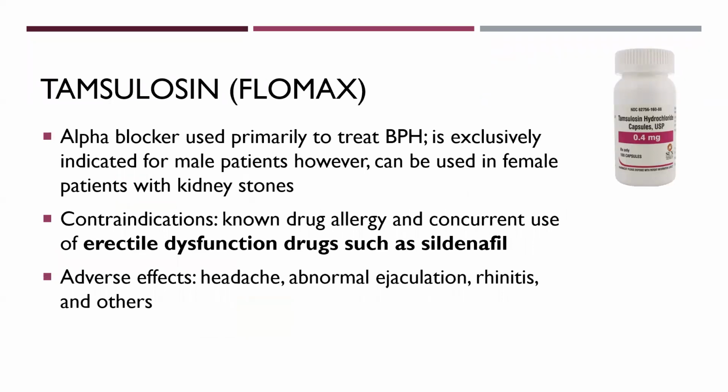So tamsulosin is an alpha blocker used primarily to treat benign prostatic hyperplasia. So that would be an enlarged prostate, because whenever you see hyperplasia, what that basically means is increased tissue growth. It's exclusively indicated for male patients. However, it can be used in females with kidney stones. The reason it's mostly used in males is because it has to do with the prostate. So if it's a prostate, then it's male.